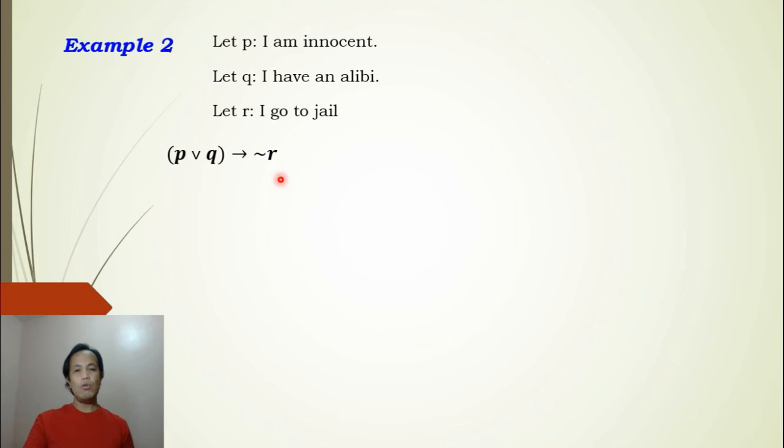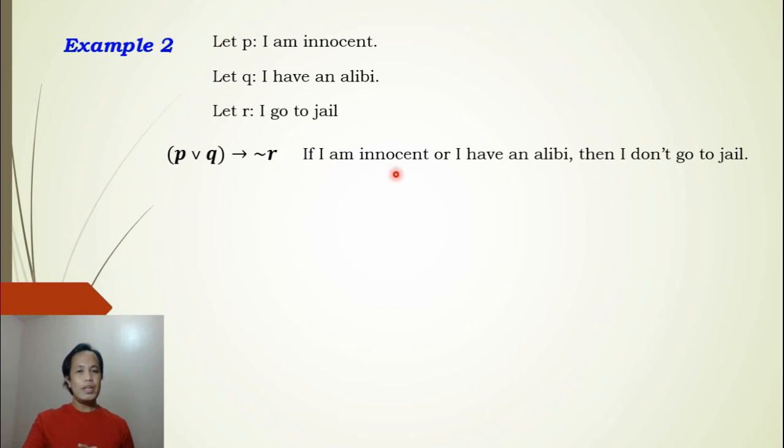So when we write this one into logical statements, we will have, if I am innocent, so if-then, because this is an implication. I am innocent, which is our P here, or this symbol, I have an alibi, which is our Q. Now, because of this parenthesis, meaning this compound statement is being grouped together, that's why we have the comma here. Okay? If I am innocent or I have an alibi, then I don't go to jail. I don't go to jail, that's because our R is negated.